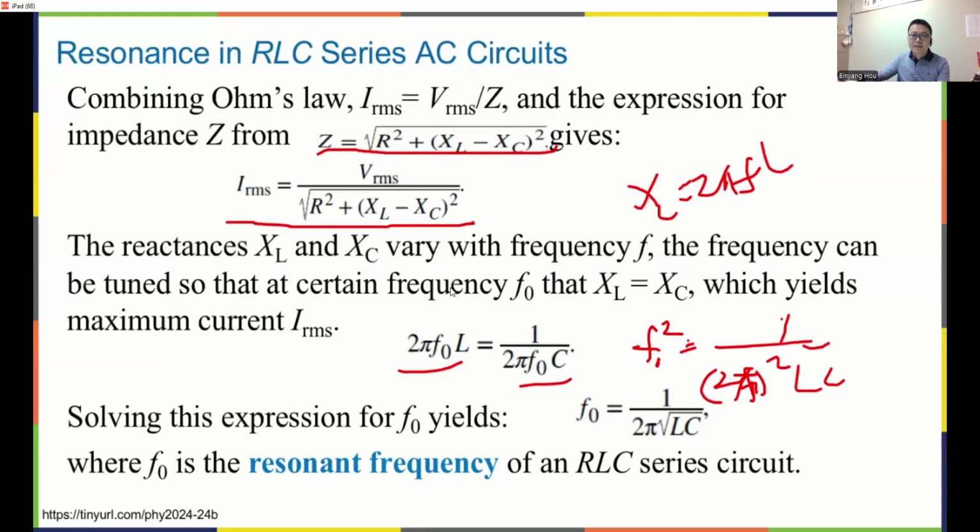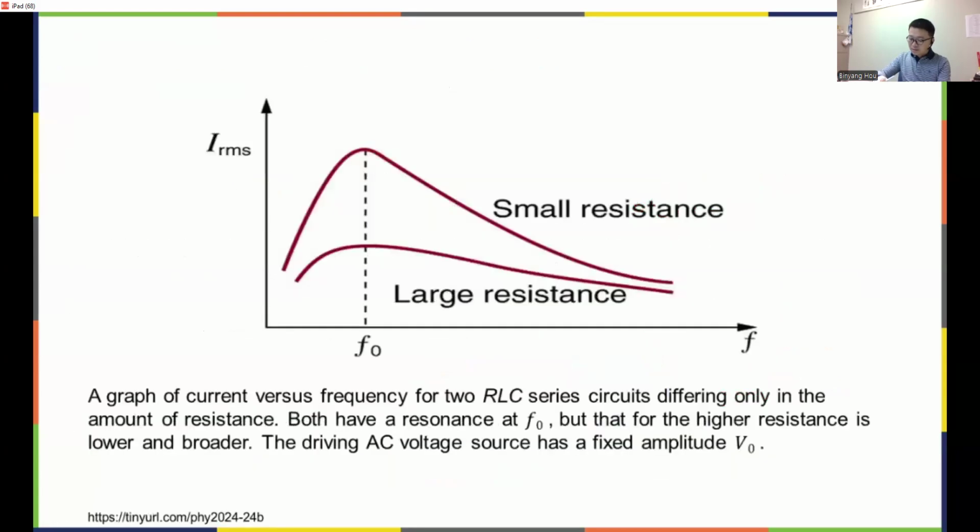So when that happens, you have maximum signal.